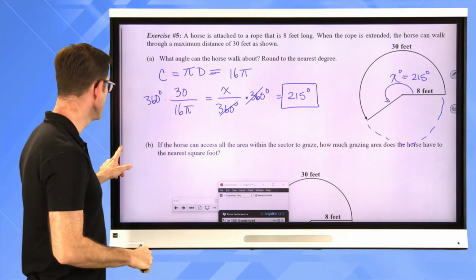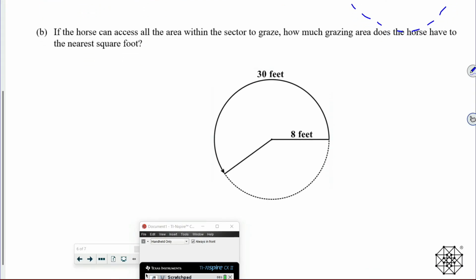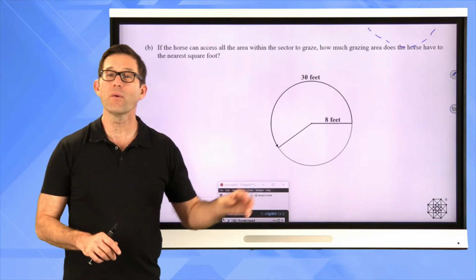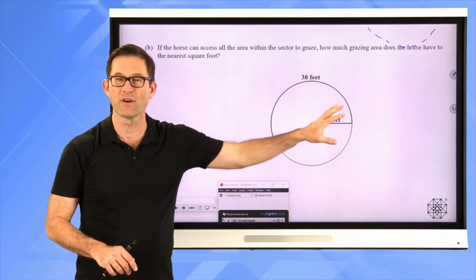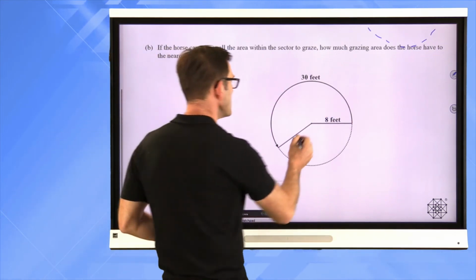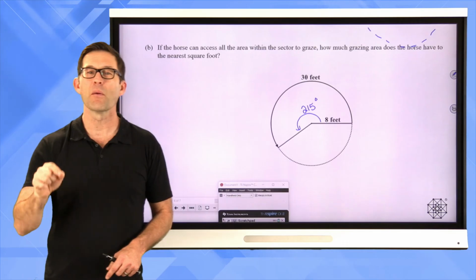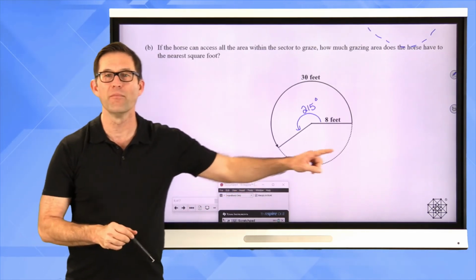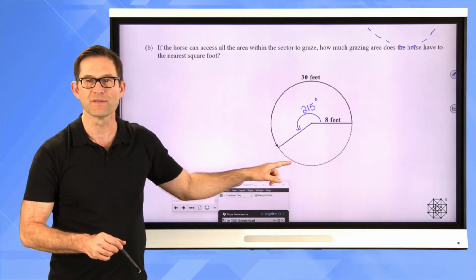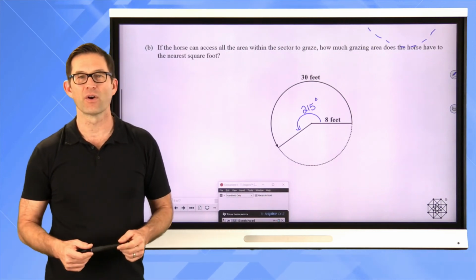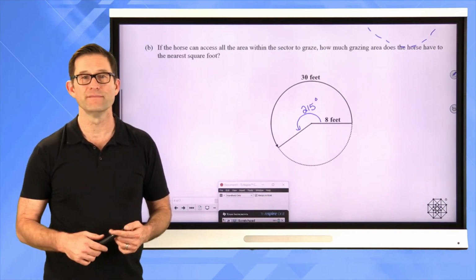Let's take a look at letter B. If the horse can access all the area within the sector to graze, how much grazing area did the horse have to the nearest square foot? So now we want to know the area of this sector, but we have an additional piece of information at this point. We know that that is 215 degrees, and we were able to figure that out from the first part of the problem because we knew what that distance was. So now, why don't you go ahead and figure out what that area is to the nearest square foot?